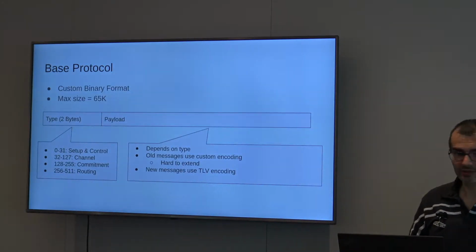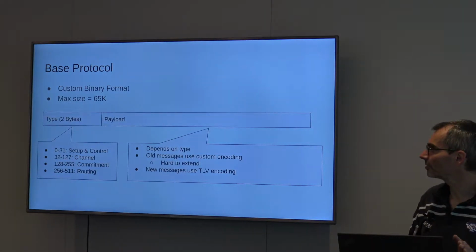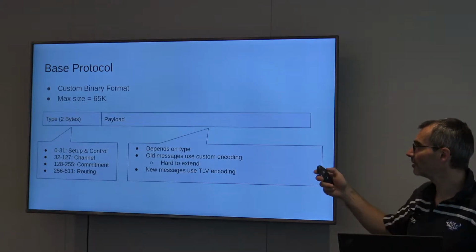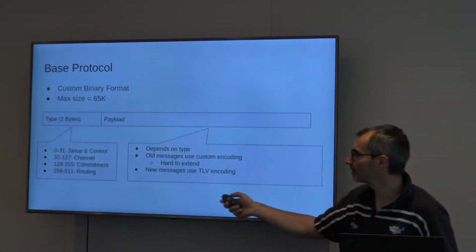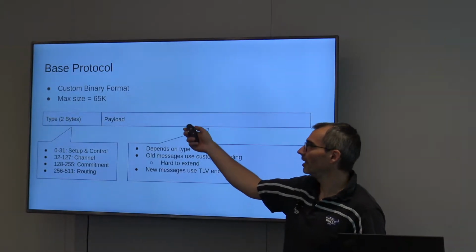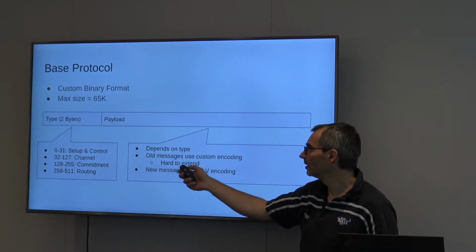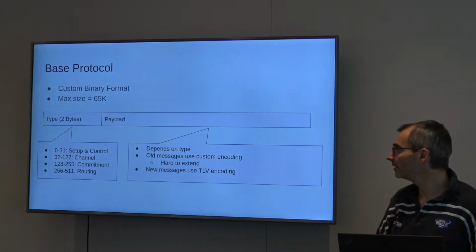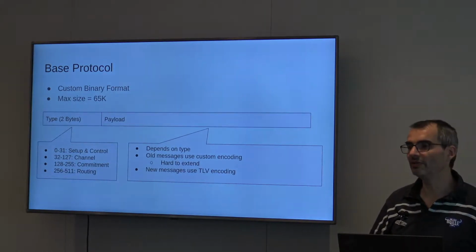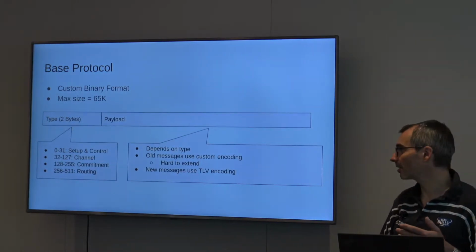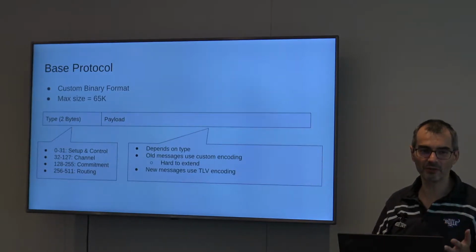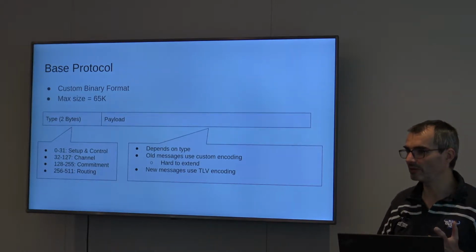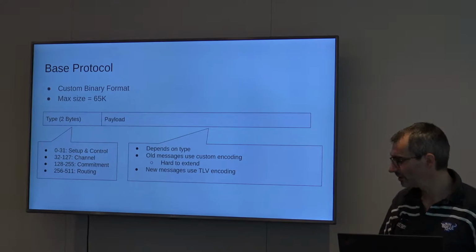The base protocol has been shown this morning, so I'm going to be very quick. It's a custom binary format. The max size of a message is 65 kilobytes, and basically you have a type, 2 bytes, that tells you what kind of message you're dealing with, and a payload. And the payload depends on the type. The old messages, and the ones we use today, use custom encoding, which is a bit hard to extend. And the new messages that are going to be introduced, hopefully within the next few weeks, use TLV encoding, which is much nicer to play with and extend. I'll explain what TLV means just now.